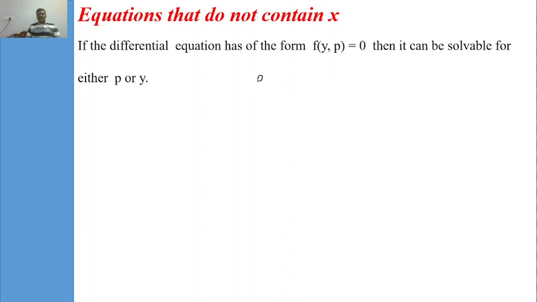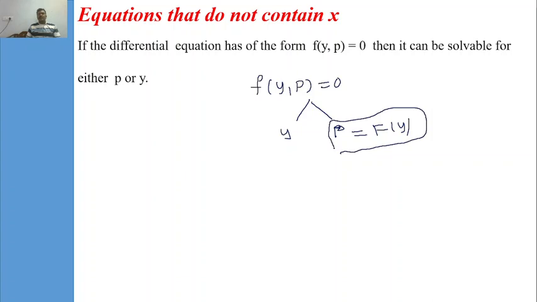So the given differential equation is of the form f of y comma p equal to 0. It can be solvable for either y or p. If it is solvable for p, it can be expressed as p equal to f of y. By using the variable separable method, we get the required solution. The second case, if it is solvable for y, then the given differential equation can be expressed as y equal to g of p. By using the method of equations solvable for y, we get the required solution.